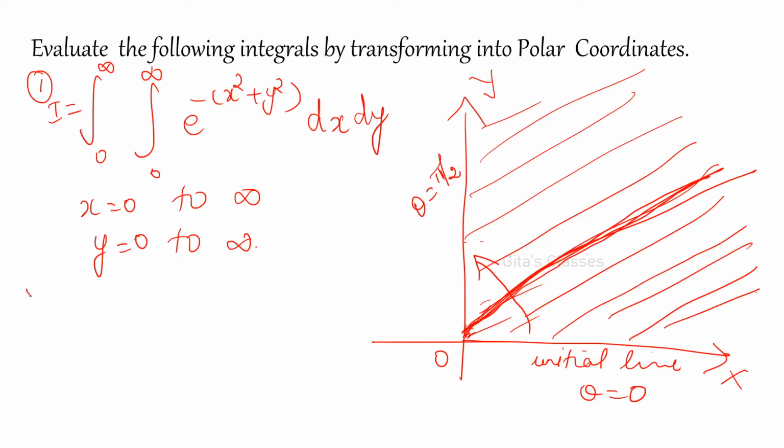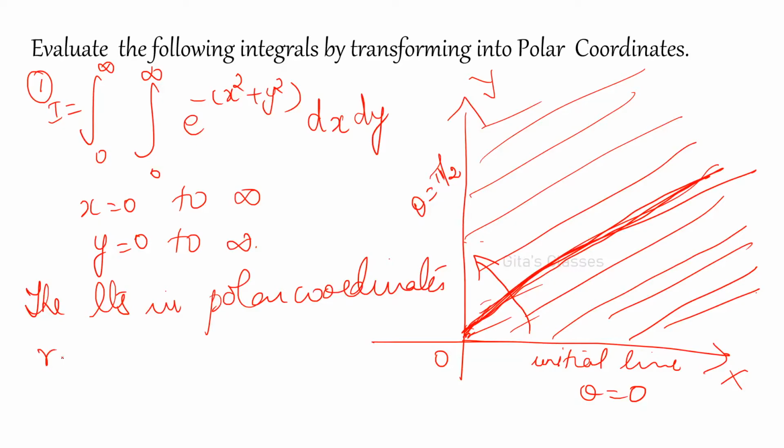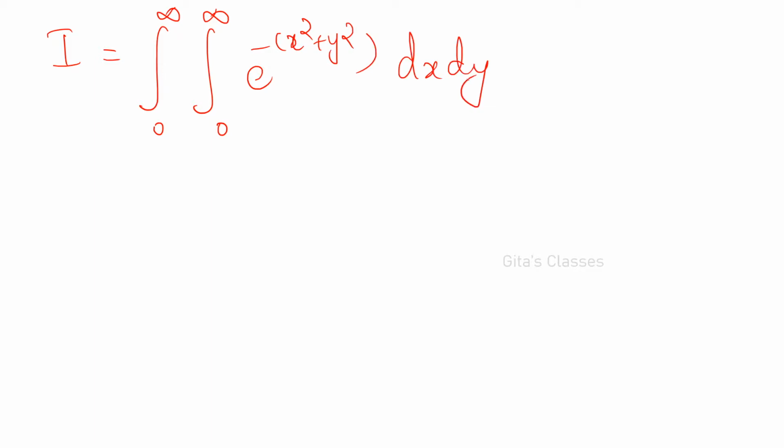Okay. Therefore, the limits in polar coordinates are: r varies from 0 to infinity and theta varies from 0 to pi by 2, because it is the entire first quadrant. Therefore, the given integral I is equal to integral 0 to infinity, integral 0 to infinity e power minus of x squared plus y squared into dx dy, which will be equal to, with the new limits, integral 0 to infinity, integral 0 to pi by 2.